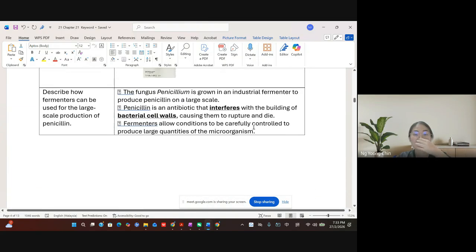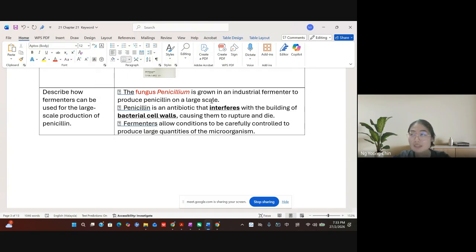Okay, so how can you write the keywords? For example, penicillin. Know that penicillin comes from a fungus. This kind of fungus produces a product known as penicillin, which is the antibiotic. It can kill bacteria.